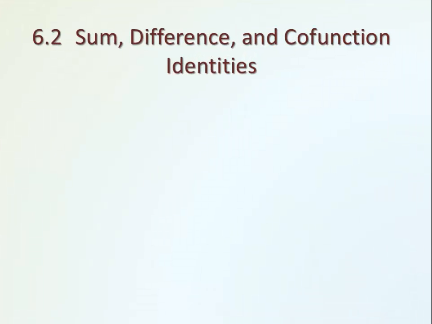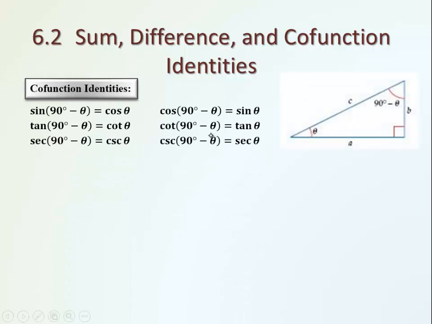In this lesson, we'll talk about sum, difference, and cofunction identities. So here's a list of cofunction identities. The name refers to the fact that a trig function of a complementary angle equals the value of the cofunction of the original angle. This property comes directly from the definition of trig functions.